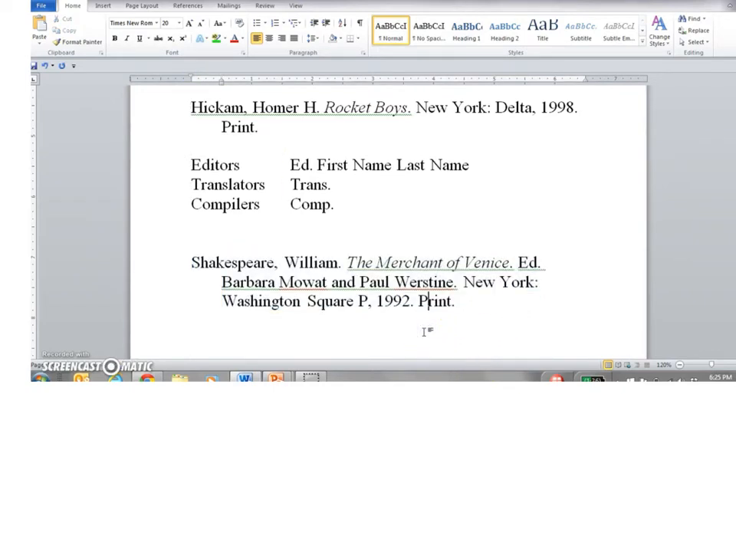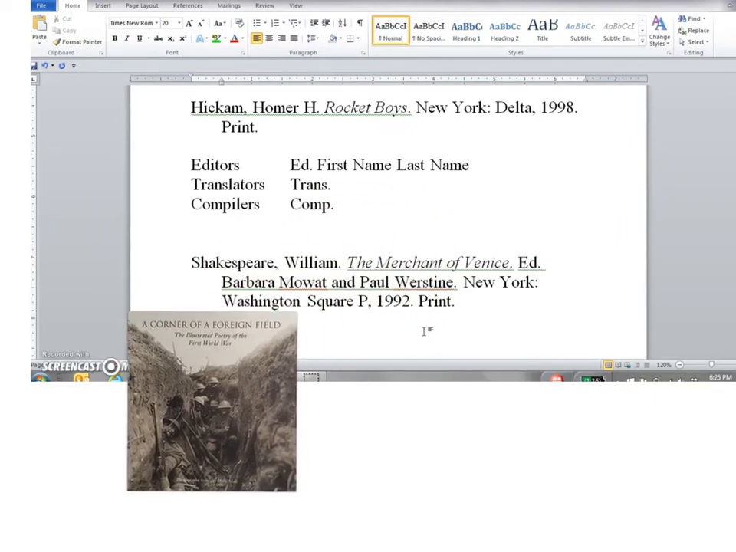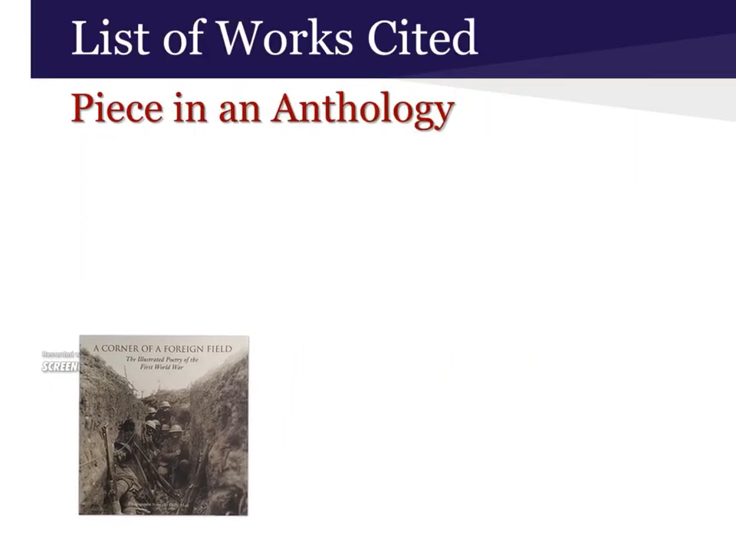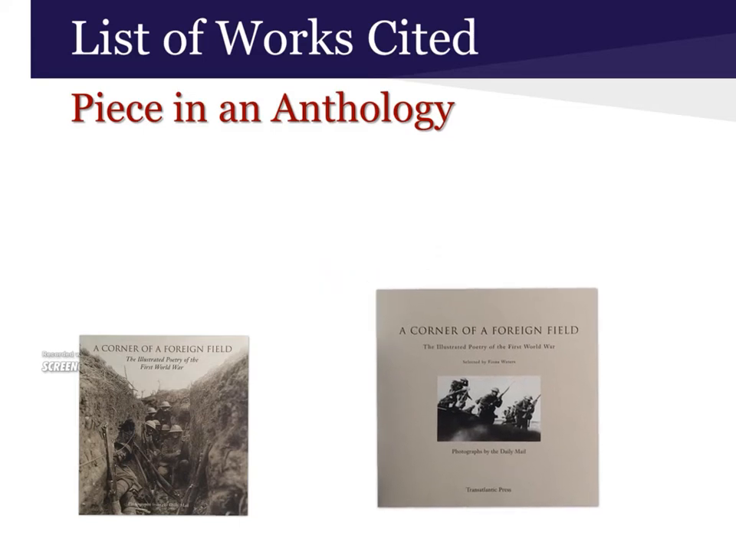So far so good. Now let's talk about a piece of literature that appears in a collection or an anthology. We've got a little bit of extra information here that we need to identify. So let's say I'm quoting John McCrae's poem In Flanders Fields, and I need to include it on my list of works cited. I read the poem in a book called A Corner of a Foreign Field. So let's see how my entry would look.